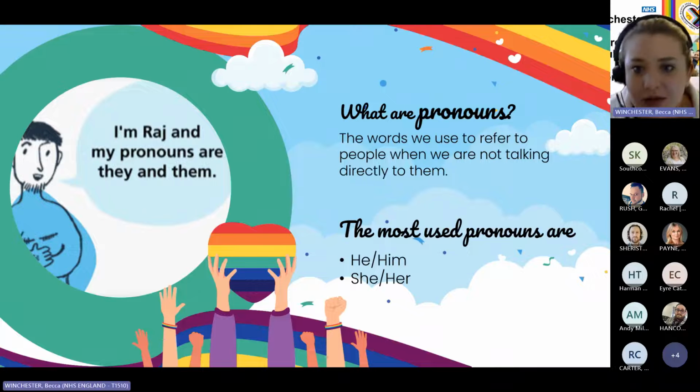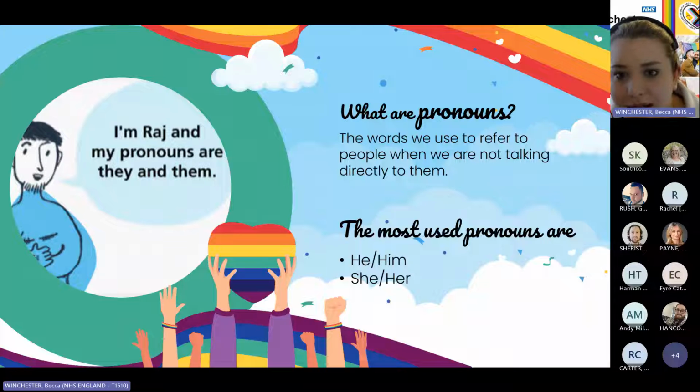Pronouns are the words we use to refer to people when we're not talking directly to them, and often they have gendered implications. And in English, I'm sure you all know, the most commonly used pronouns are undoubtedly he or she. So my pronouns are she, which would be a reasonably safe assumption, but obviously for some people, you just can't assume. So they obviously refer specifically to a person's gender. However, for queer or gender non-conforming, non-binary and transgender people, those pronouns may not fit.